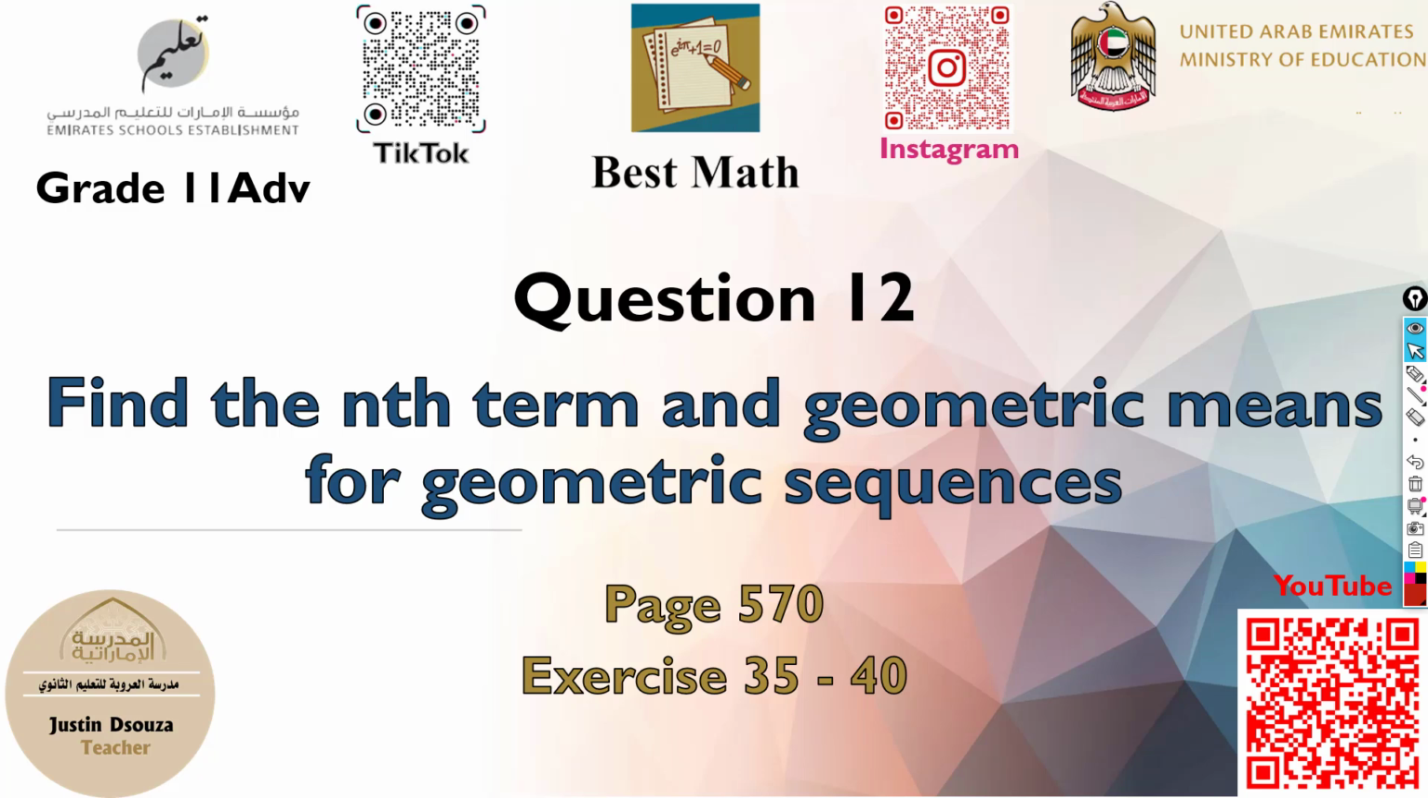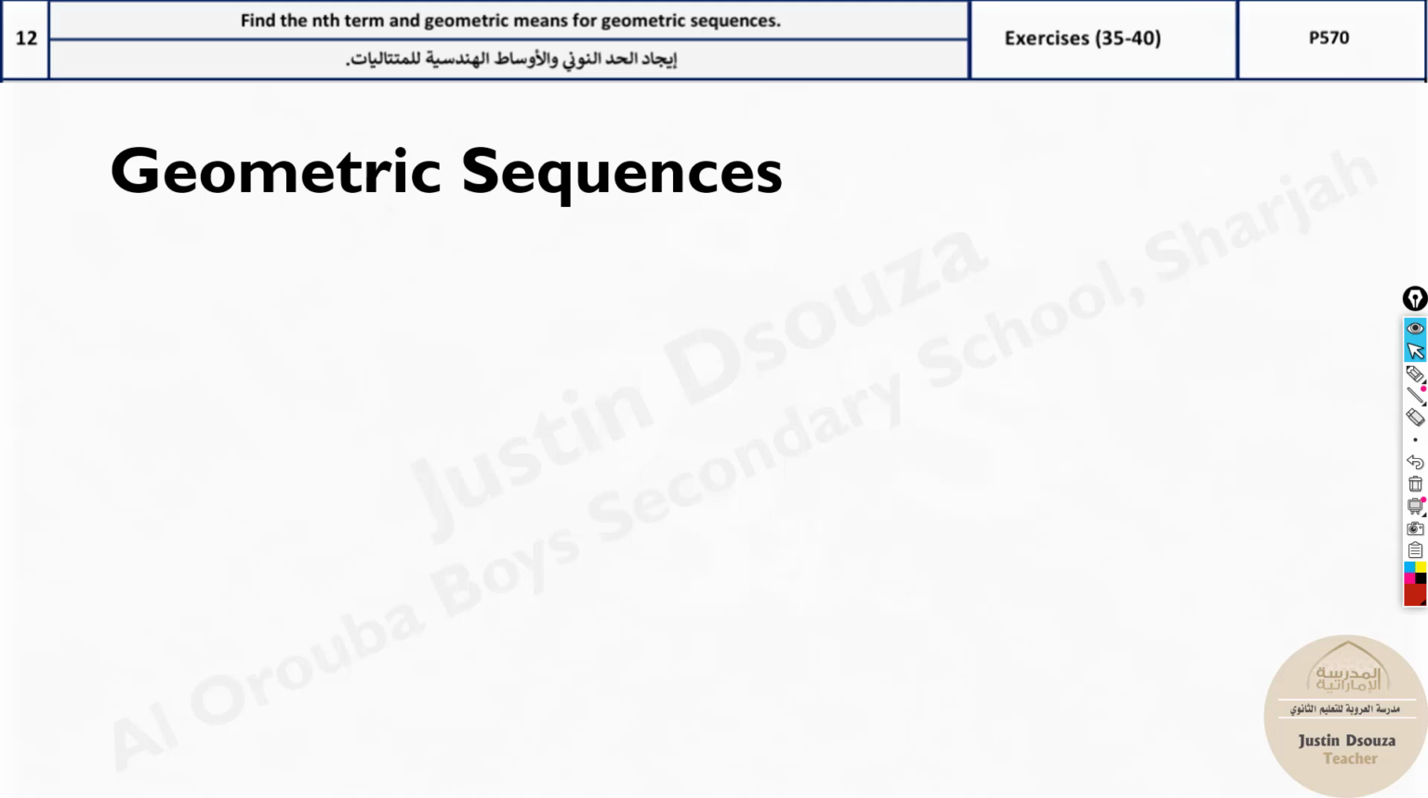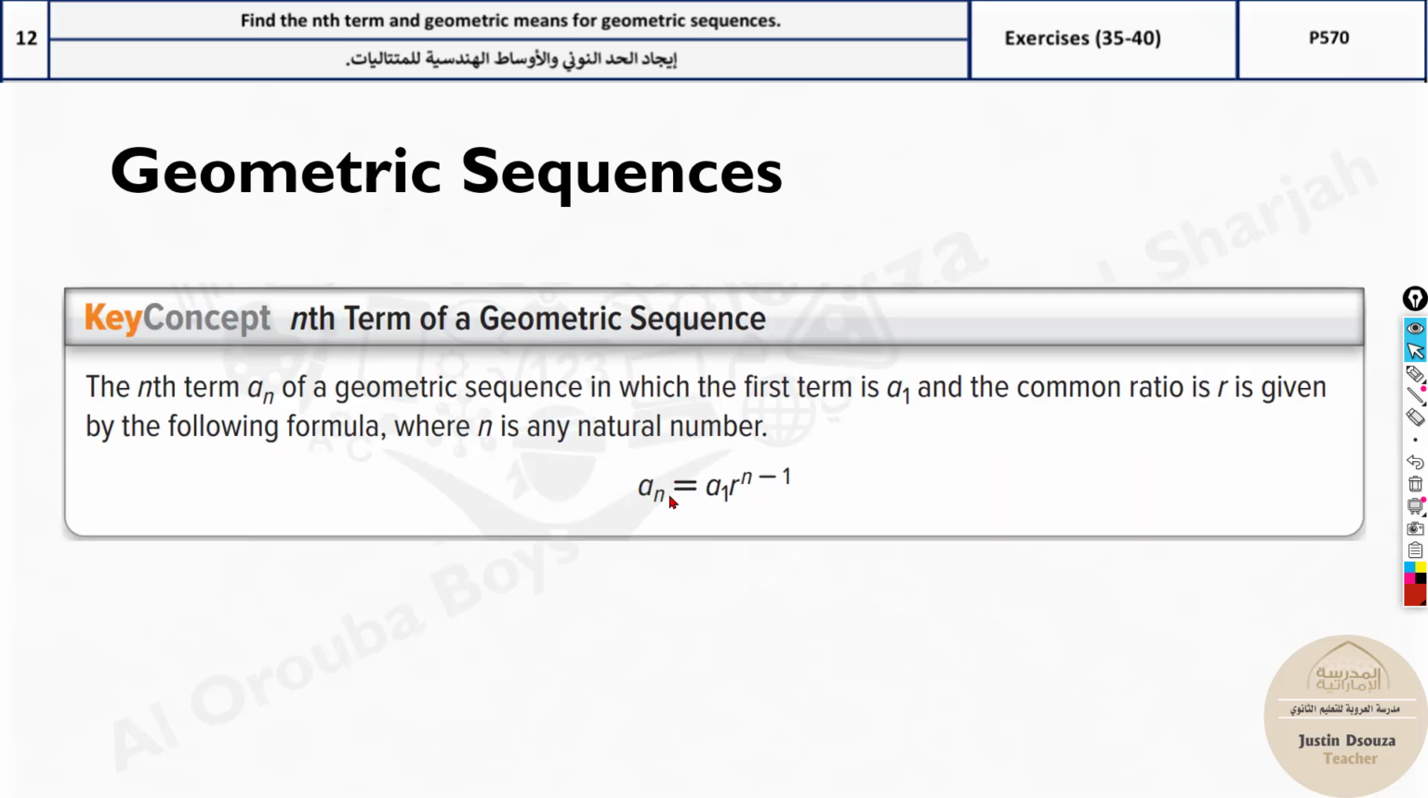Question 12 is about geometric sequences. We have to find the nth term and geometric means. The geometric sequence formula is given like this. An equals the first term multiplied by r to the n minus 1. You might find this similar to the arithmetic sequence, but over there it was all about plus, right? Here you multiply, because geometric means you're multiplying the number. This r is the common ratio, a1 is the first term, an is the nth term, n is the number of terms.